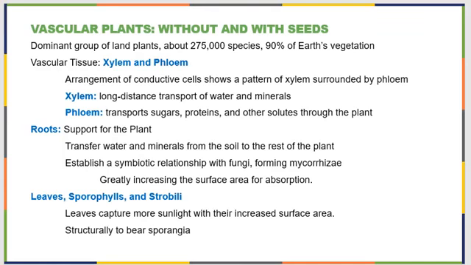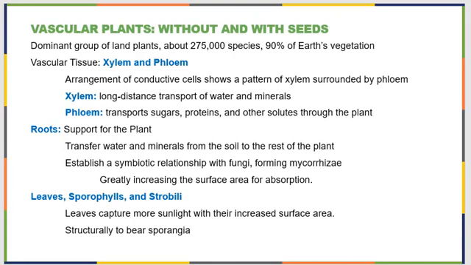When plants are vascular, that means they have xylem and phloem. Xylem are specialized tubes of cells for the transportation of water and minerals from the roots to the entire plant. And then phloem cells transport sugar, proteins, and solutes throughout the rest of the plant.